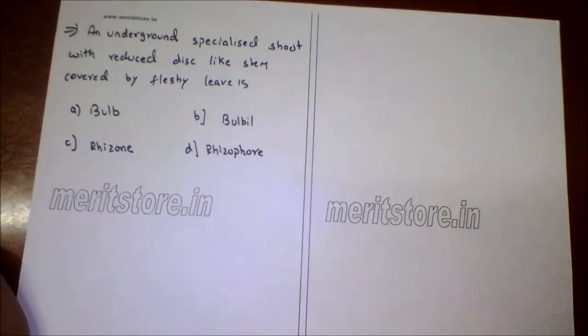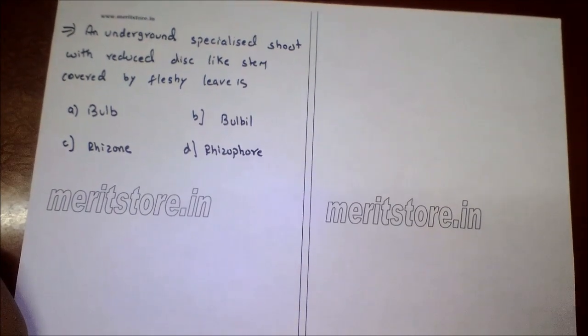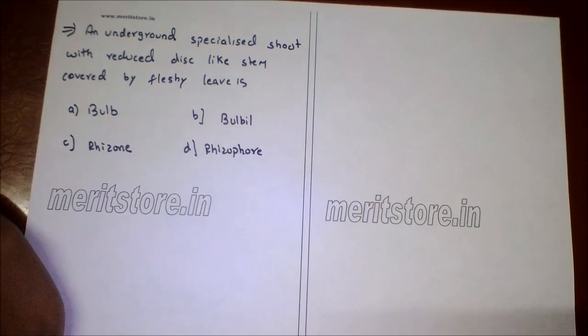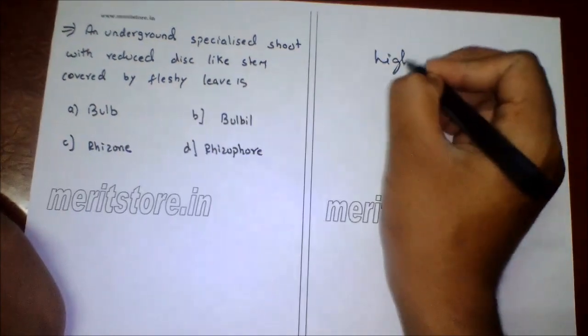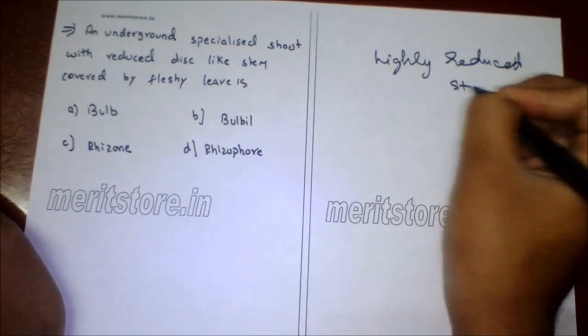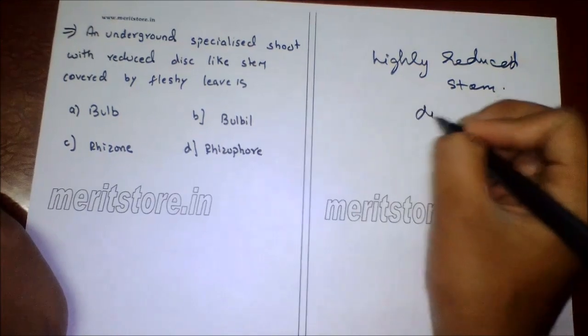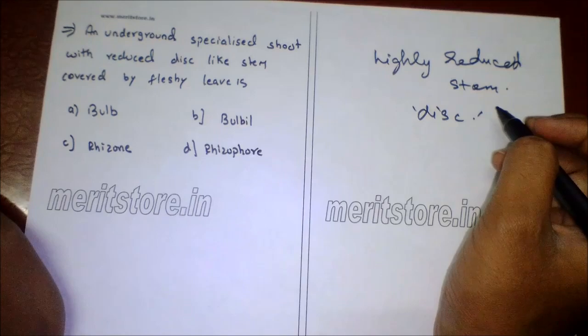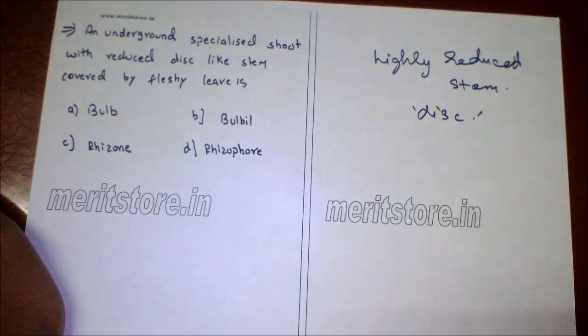An underground specialized shoot with reduced disc-like stem covered by fleshy leaves is a bulb. In bulb, the stem is highly reduced and can be seen only as a disc-like structure. On this disc are present numerous fleshy scaly leaves covering the central terminal bud. Both the disc and scaly leaves collectively are called bulb.